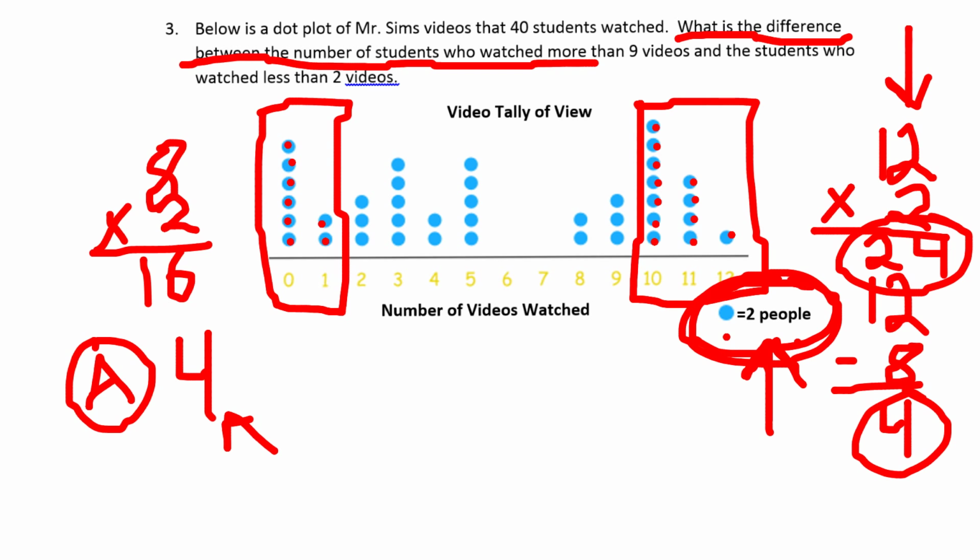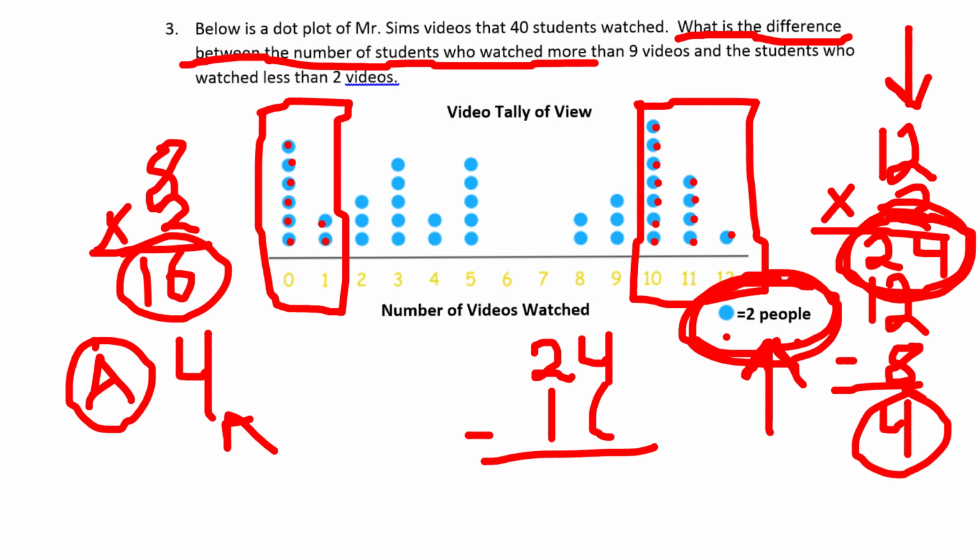So 8 times 2 is 16. So now 16 is the number of people who watch less than 2 videos. 24 is the number of people who watch more than 9 videos. And I want to know the difference between them. So I'm going to do 24 minus 16. And that is going to give me an answer of 8. So 8 is the difference between the number of students who watch more than 9 videos and the students who watch less than 2 videos. 8 is the correct answer.